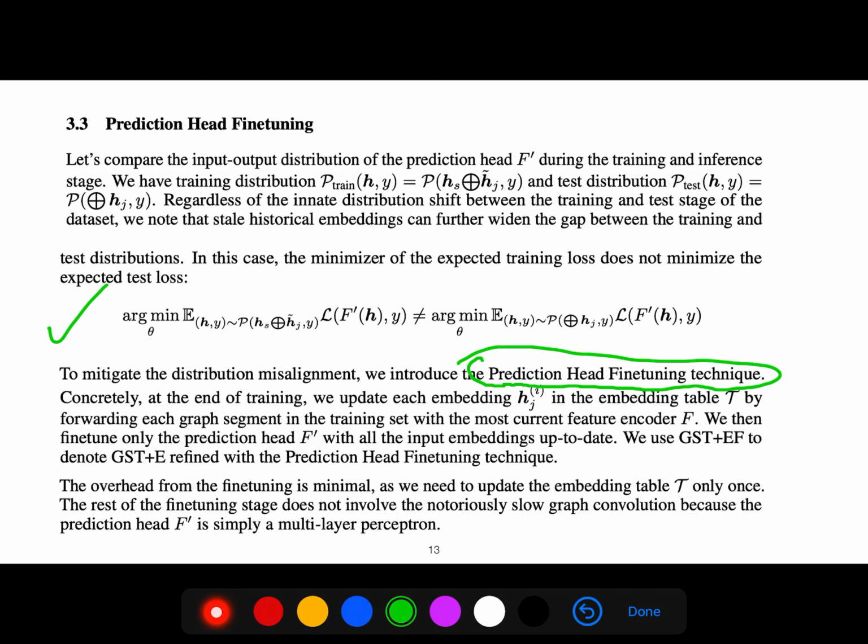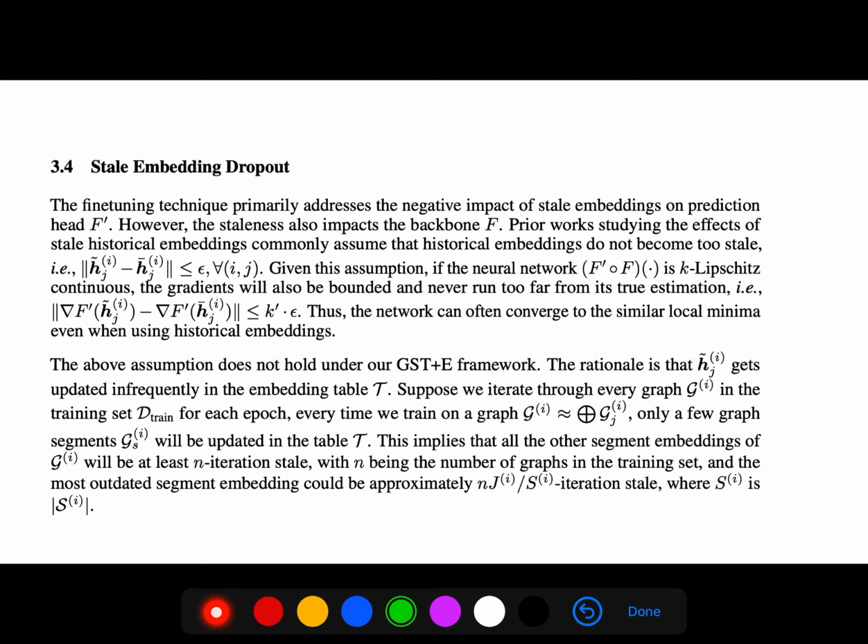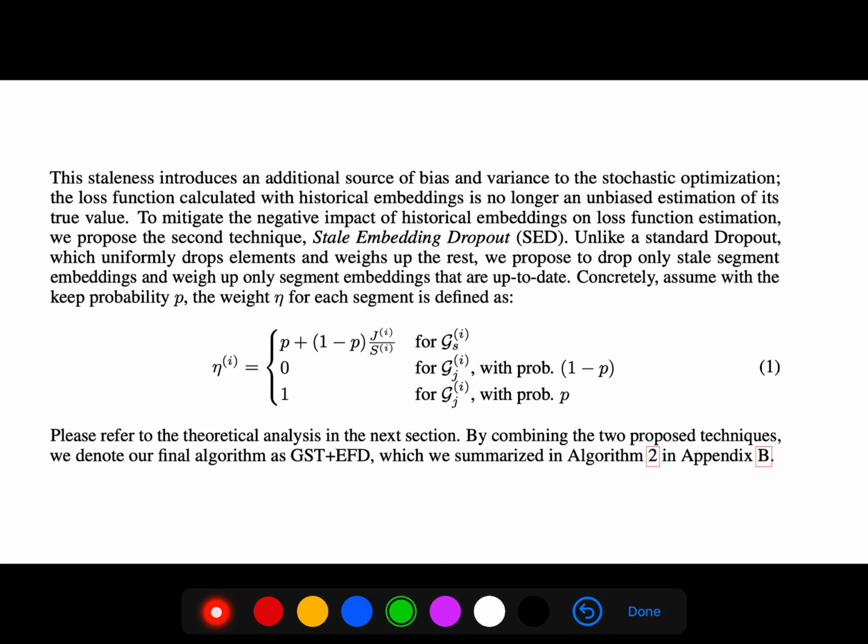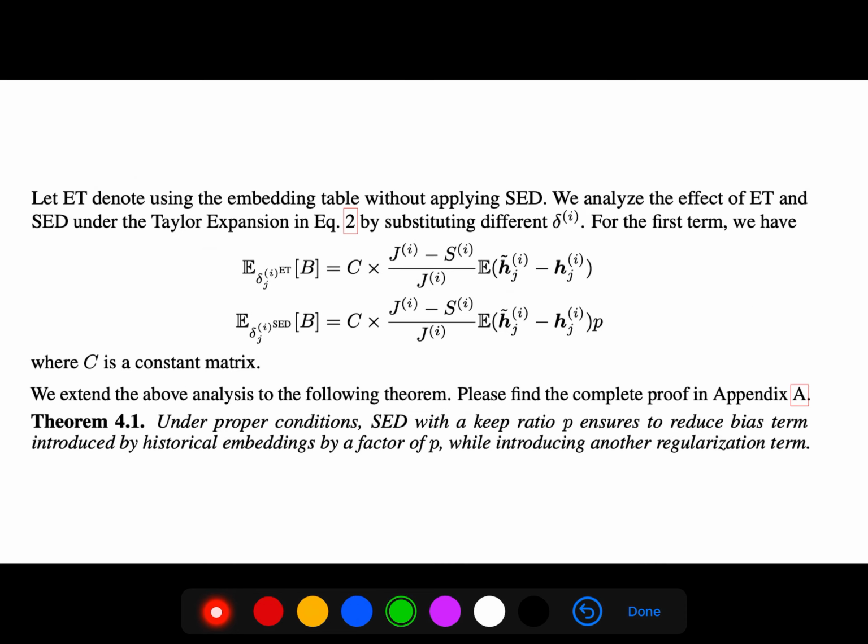So at the end of the training, we update each embedding in the embedding table tau by forwarding each graph segment in the training set with the most current feature encoder F. The fine-tuning technique addresses the negative impact of stale embeddings on the prediction head f prime. However, the staleness also impacts the backbone. Prior work studying the effects of stale historical embeddings commonly assume that historical embeddings do not become too stale. So this staleness introduces an additional source of bias and variance to stochastic optimization. We assume that we keep the probability P, and the weight eta for each segment is defined like this. So we denote our final algorithm GST-EFD, which we summarize in algorithm 2.